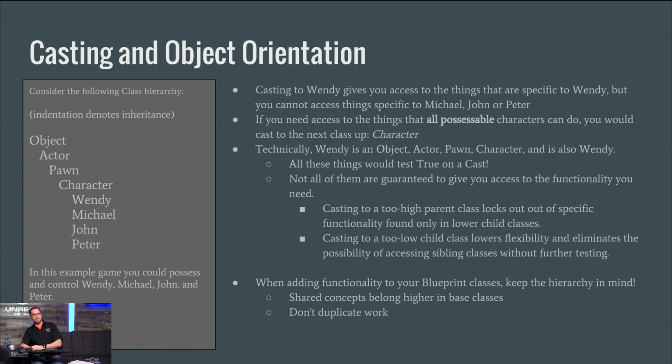Now, if you needed to access something that was available to all possessable characters, you would actually cast to the next class up. Like, let's say, for example, that all of these possessable characters, Wendy, Michael, John, and Peter, maybe they all have a pixie dust value for how much they can fly, right? Now, that would be something that existed on all of them, so you wouldn't want to set that up individually for Wendy and set it up again for Michael and set it up again for John and so forth. You would set that up in character, and that way they would all just inherit the value. So if you needed to query that value or change that value for any one of these characters, you wouldn't want to cast all the way down to them, you could just cast up to character.